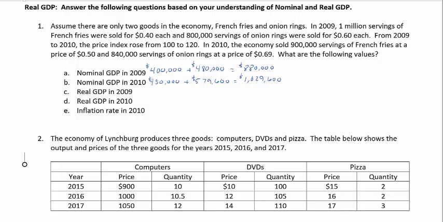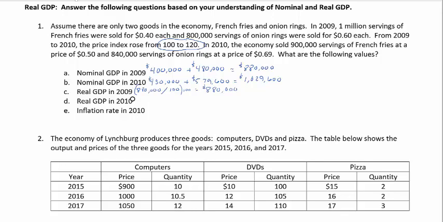Now for real GDP, we are going to use these two deflators up at the top, the price index. Alright, so in 2009 the price index was 100. So to calculate real GDP in 2009, we just take 880,000, which was the nominal GDP, and we're going to divide that by the price index of 100. Then we multiply by 100 to get real GDP, and it is $880,000.